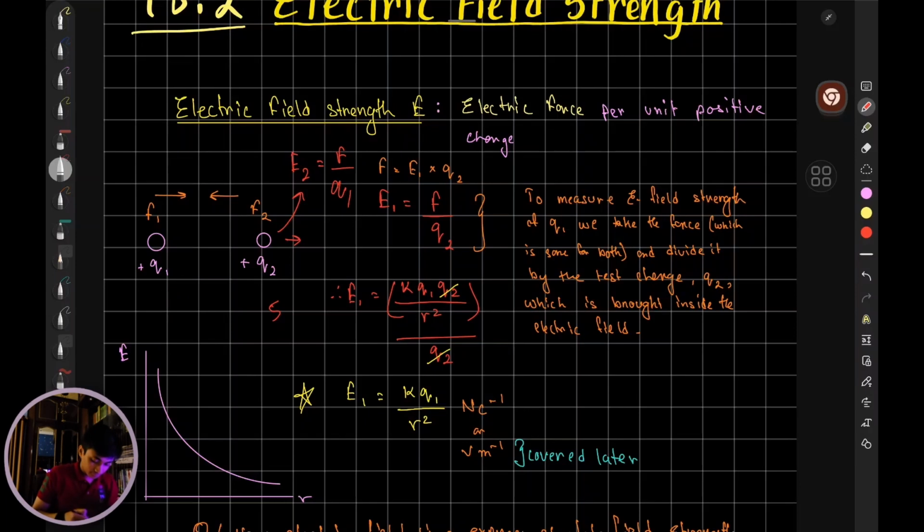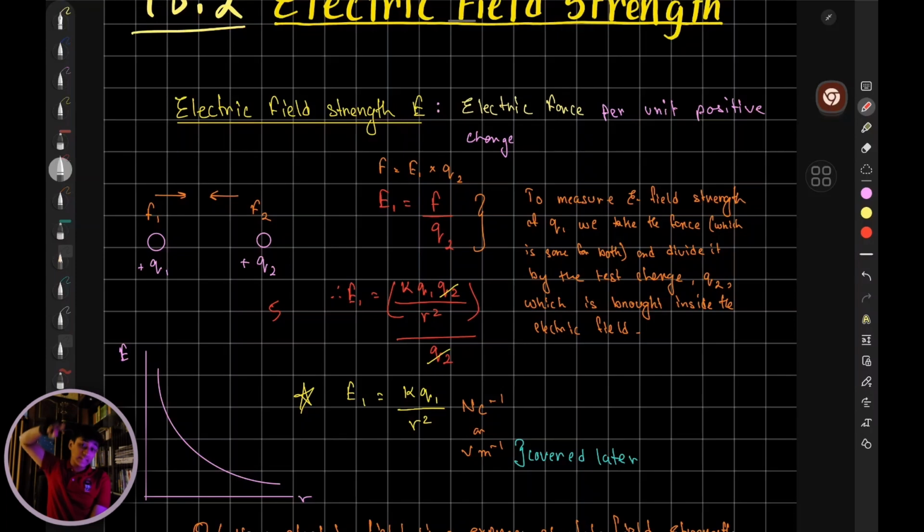That is it. That is how you find electric field strength: the force felt by either of the charges divided by the charge of the test charge that is brought inside the electric field. Okay. So that is how you find the electric field strength. That's the basic formula. That is the basic formula according to the definition. Right. So this is what I've talked about in this video.